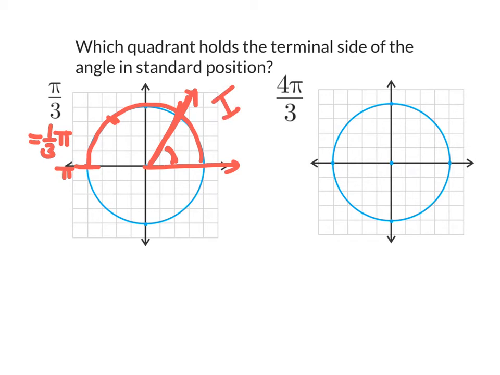For 4 pi over 3, that same idea. We just found out that this is 1/3 pi, 2/3 pi, 3/3 pi, so 4/3 pi must be down here. We just continue with our initial side to swing this terminal side around the circle until we get to 4 pi over 3. So there's 4 pi over 3. This terminal side is in the third quadrant, so it terminates in the third quadrant.